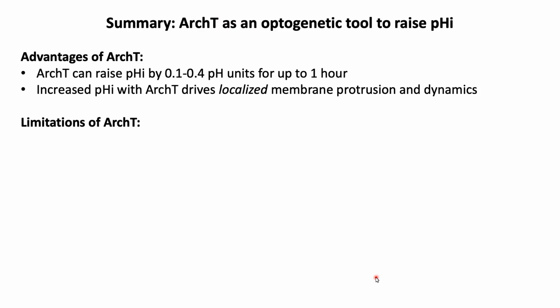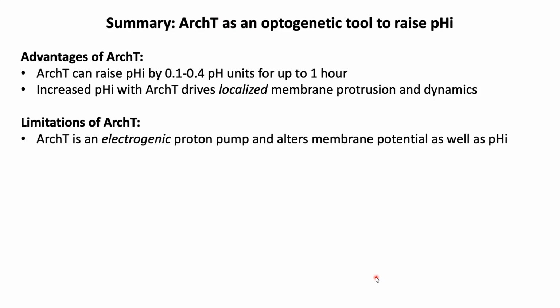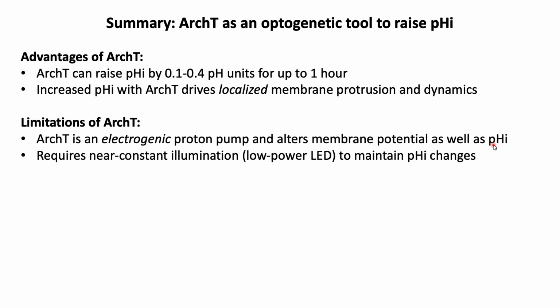So to sum up this section, ArchT can raise pHi by 0.1 to 0.4 pH units and for up to 1 hour. It can drive localized membrane protrusions and dynamics. The limitations of archaerhodopsin are that it's electrogenic, which means it also alters membrane potential as well as intracellular pH. So that is a significant concern with our study of these biological behaviors. And another issue is that ArchT requires near constant illumination. And although we use low power LED, there's potential issues with long-term illumination of your biological samples.